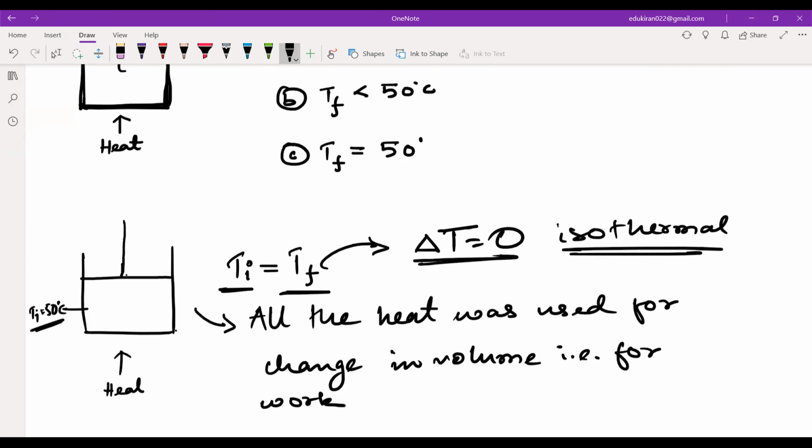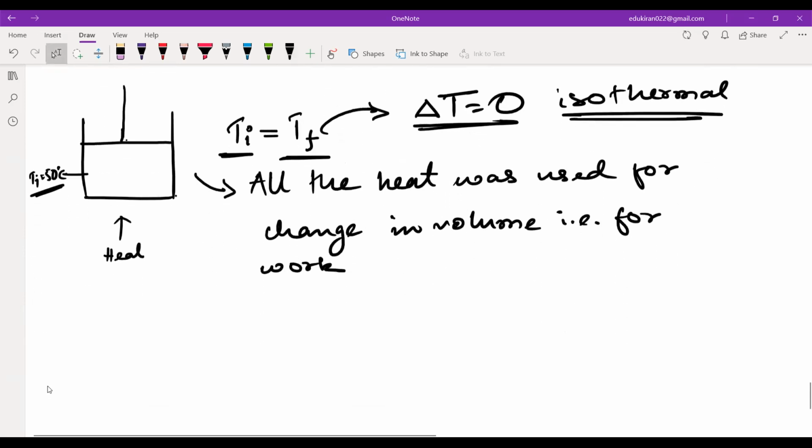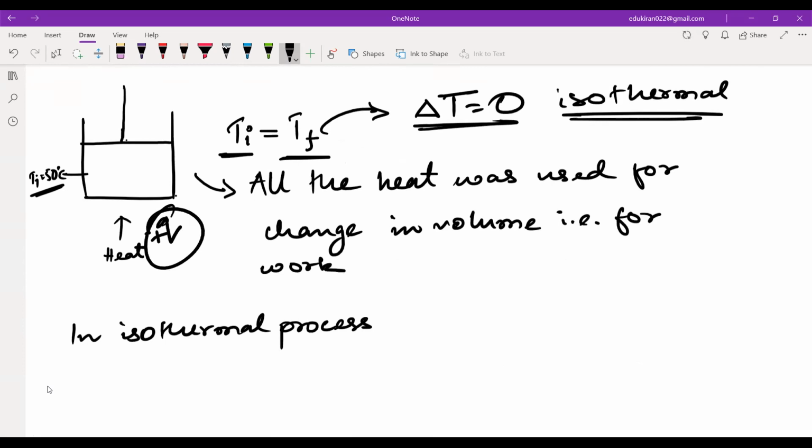So in this case, I can say that in isothermal process, what happens? Tell me. In isothermal process, the change in internal energy will be equal to 0 because we are giving Q amount of heat, right? So plus Q, some X joules, and the same amount of work is also done. That means in isothermal process, Q is equal to W, and delta U is equal to what?